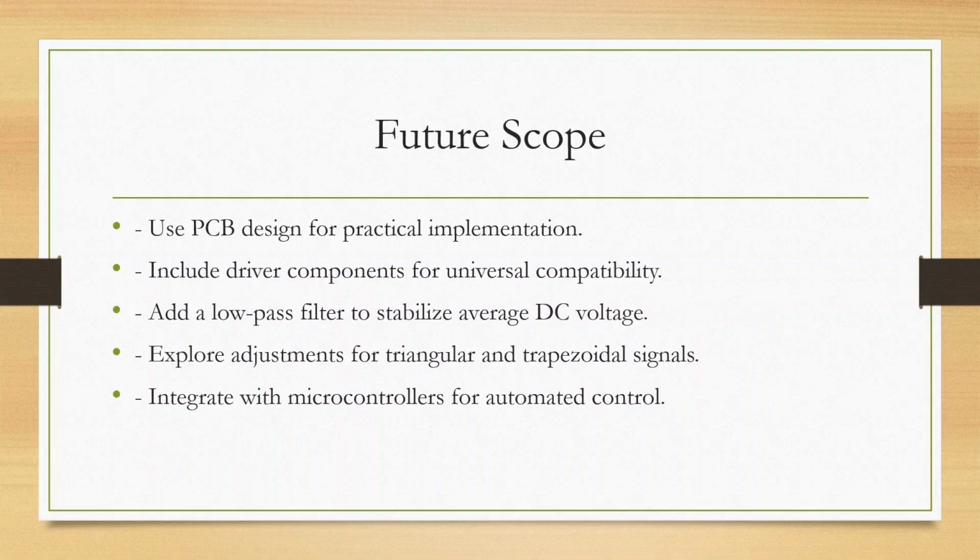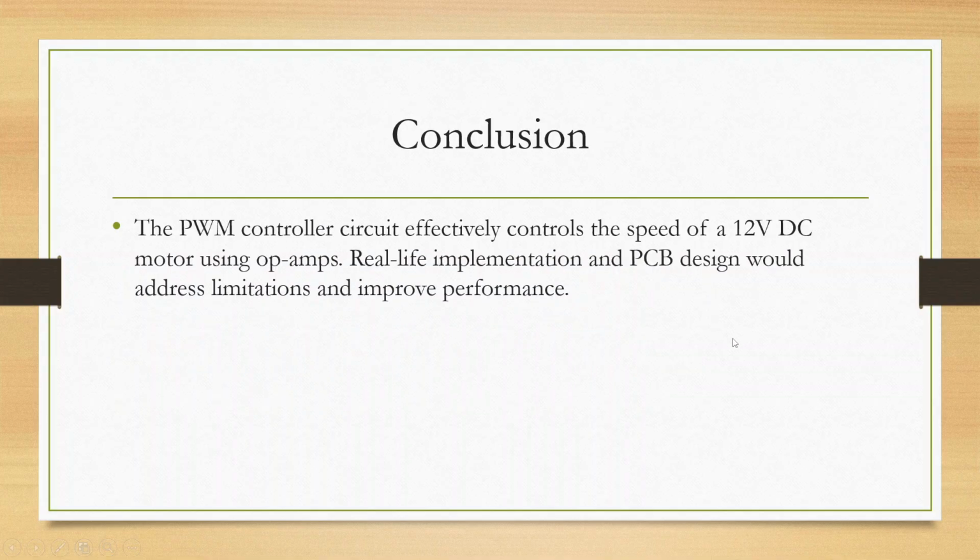And also we want to make a PCB. We already made it in Proteus, so we can make a PCB easily, and that can be used as a practical implementation. We will try to include driver components for universal compatibility and add a low pass filter to stabilize the average DC voltage, and we want to explore triangular and trapezoid signals. So the PWM controller circuit effectively controls the speed of a 12-volt DC motor using op-amps. Real-life implementation and PCB designs would address the limitations and improve performance. We'll try to do that in the future.